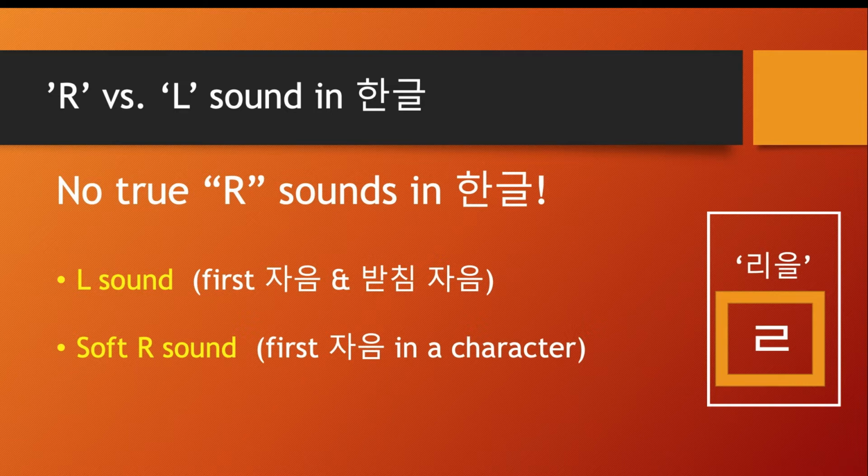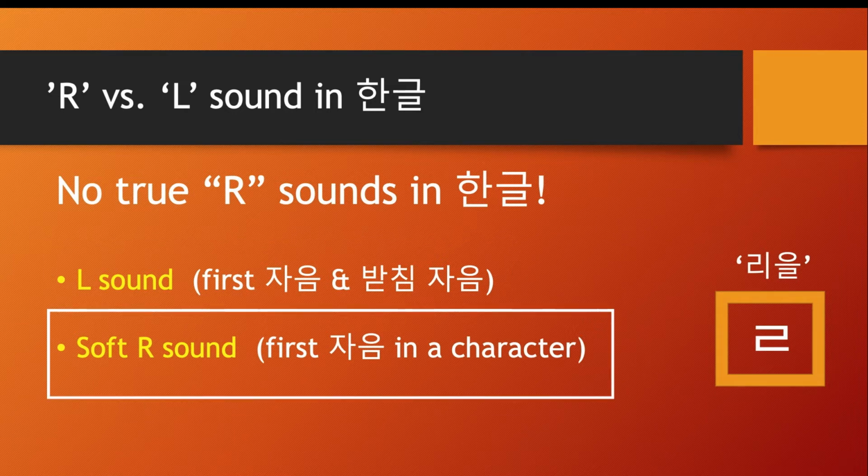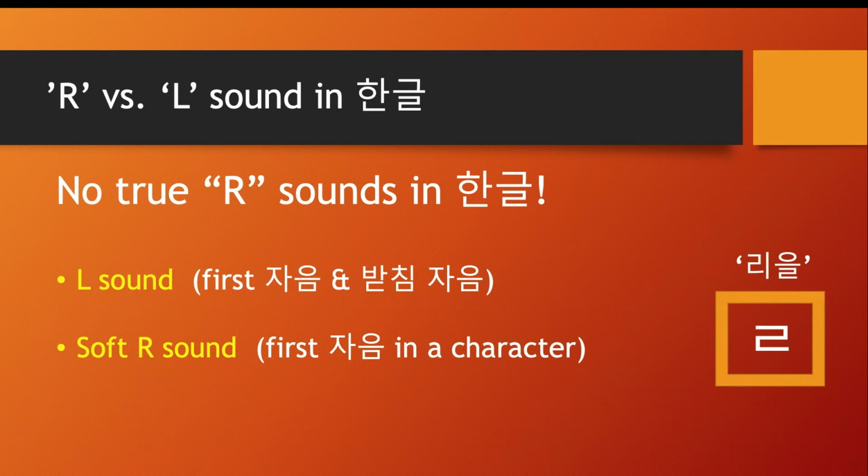There is no clear rule in Hangul whether to make the sound L or soft R for the 리을, but in general, the L sound is for the first 자음 and 받침 자음, and the soft R only comes at the beginning or first 자음 of a character. Almost nobody uses the soft R sound for the 받침.